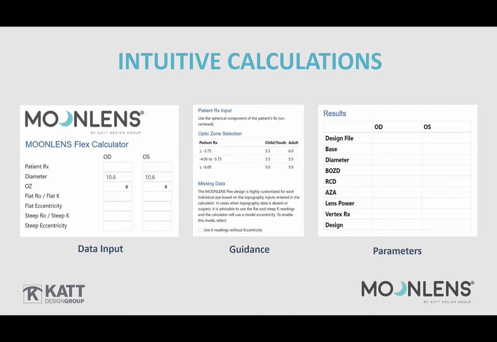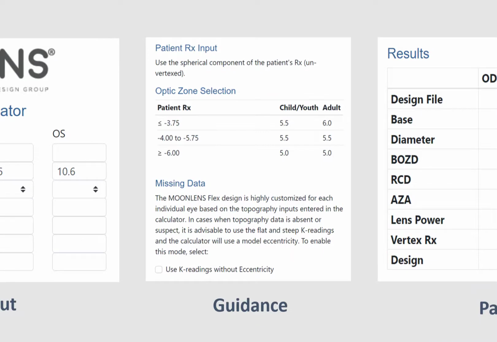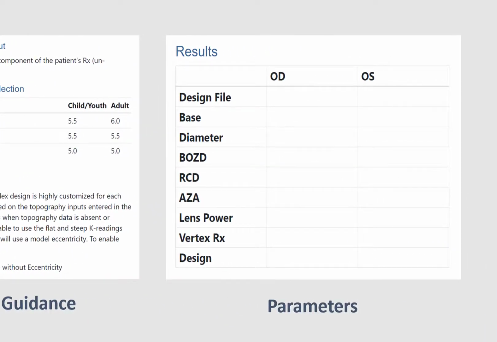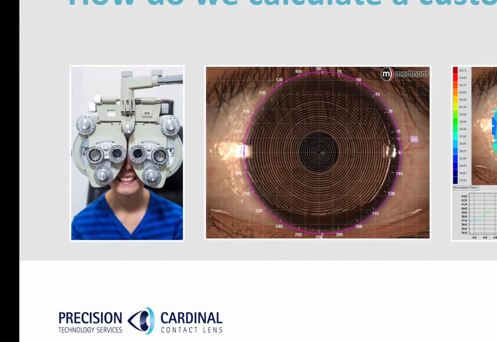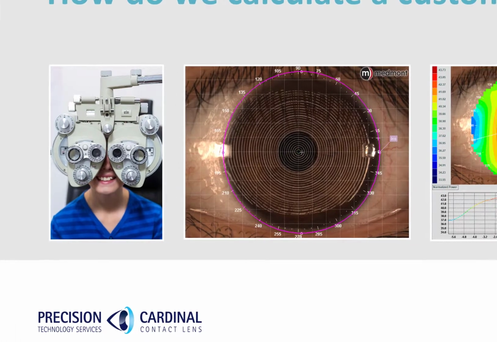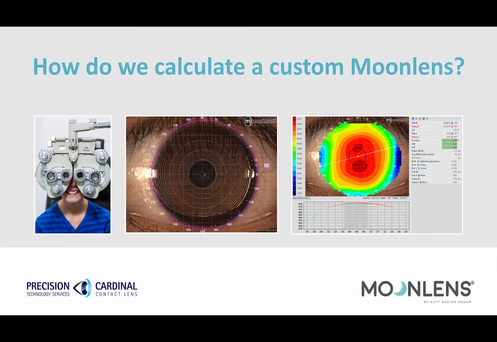The calculator is separated into three intuitive sections: the data input fields, the guidance instructions, and the custom MOONLENS parameters section. To calculate a MOONLENS, you simply need to acquire the RX and the visible iris diameter. Then, from your corneal topographer, the apical radius and eccentricity for both the flat and steep meridians. With this easily collected information, you have what you need to input in the MOONLENS calculator and build the patient's custom lenses.